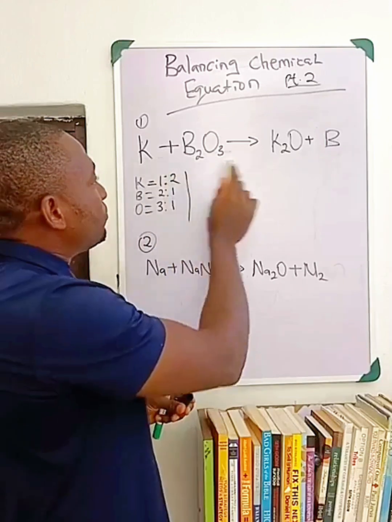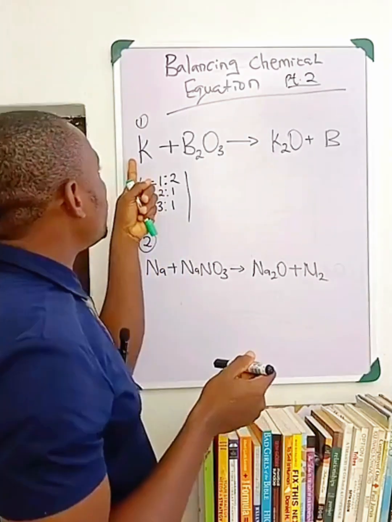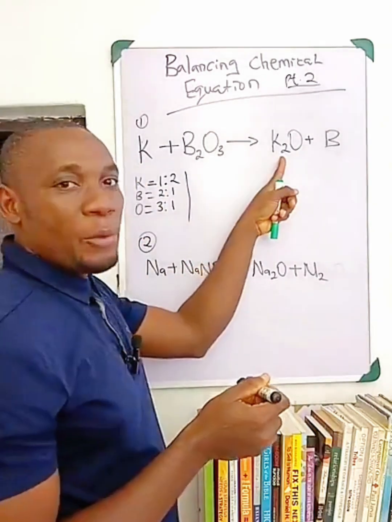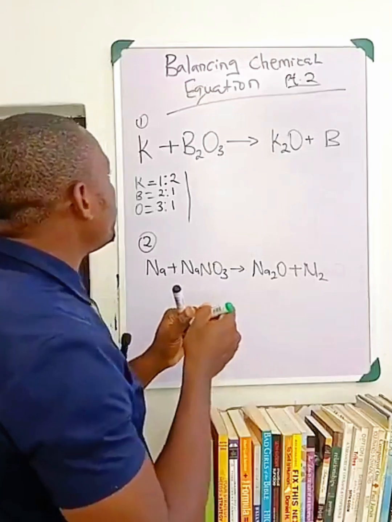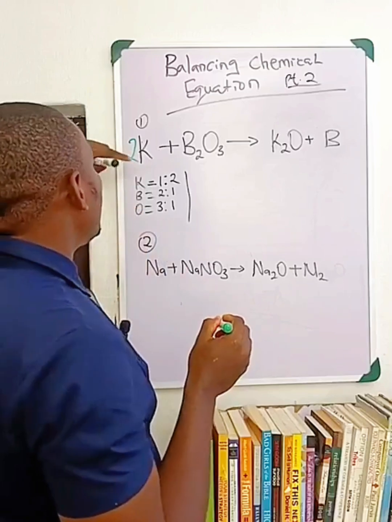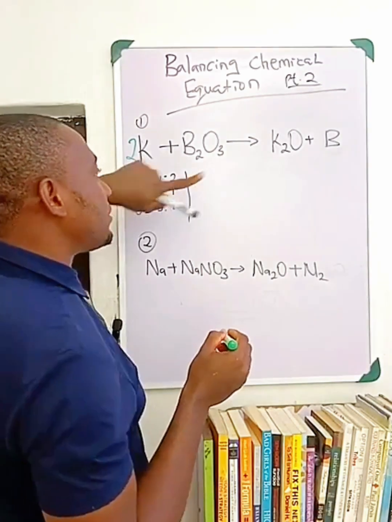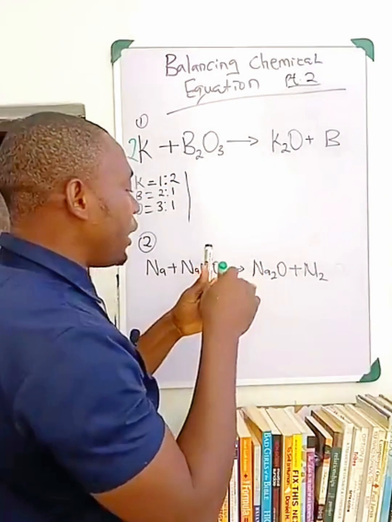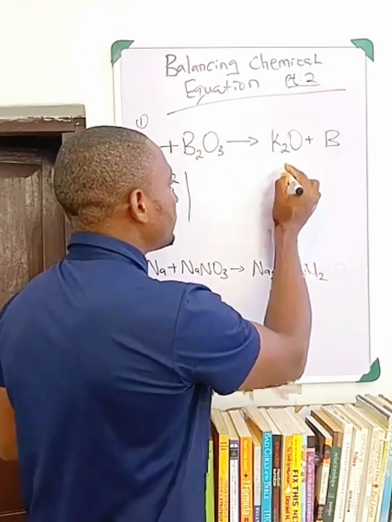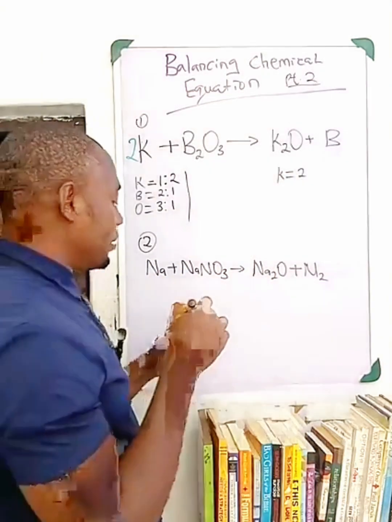We have potassium, so let's balance potassium. How many potassium do we have here? We have 1. How many do we have here? We have 2. So what we do is add 2 as a coefficient to potassium. When you add 2 here, potassium is now 2. I hope you are following. It is now 2.